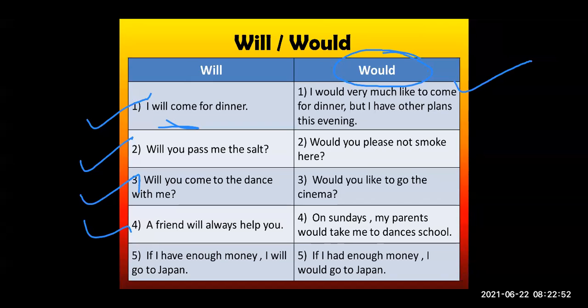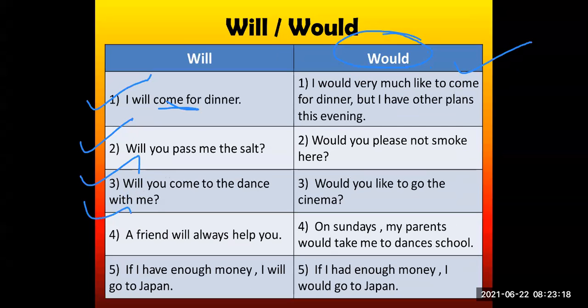Second example, would you please not smoke here? When you are requesting someone again, use the modal auxiliary would. Third, when you are offering, would you like to go to the cinema? When you're talking about any past habit, see the example: on Sundays, my parents would take me to dance school. It's for the past habit.